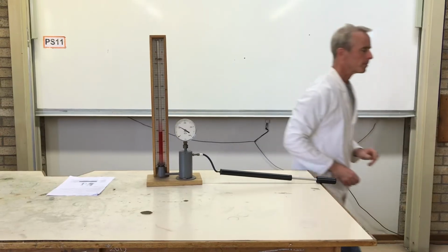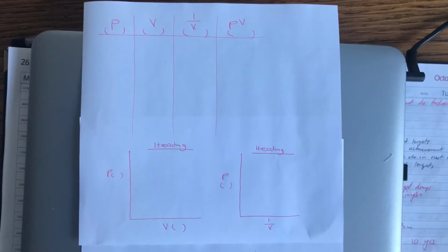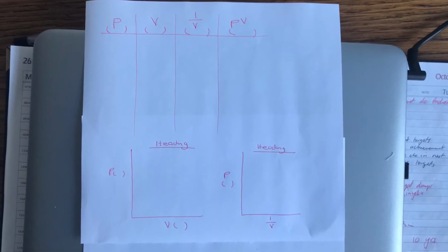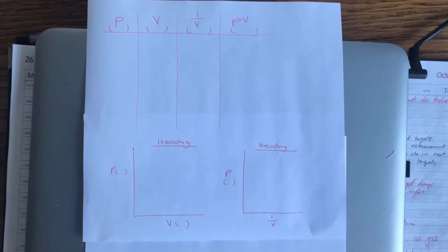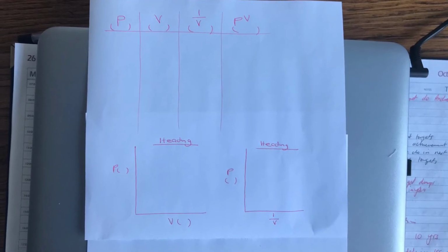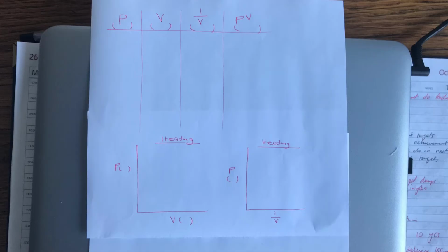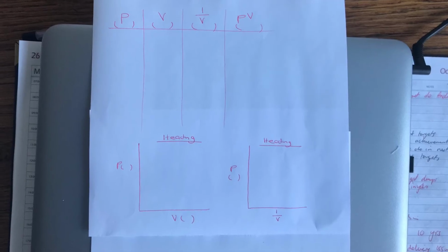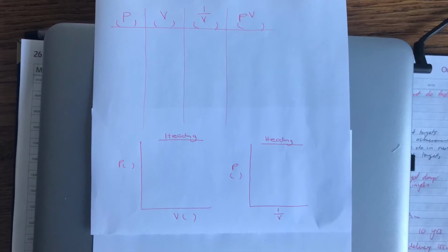into a table. Now the table should have the headings pressure, volume, the inverse of the volume, 1 over volume, and PV. And then don't forget that you need to include a unit in which each of those are measured.